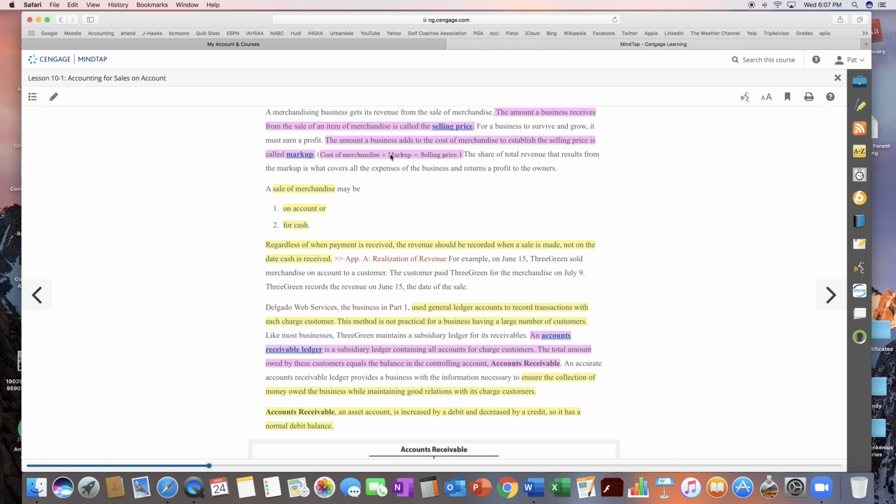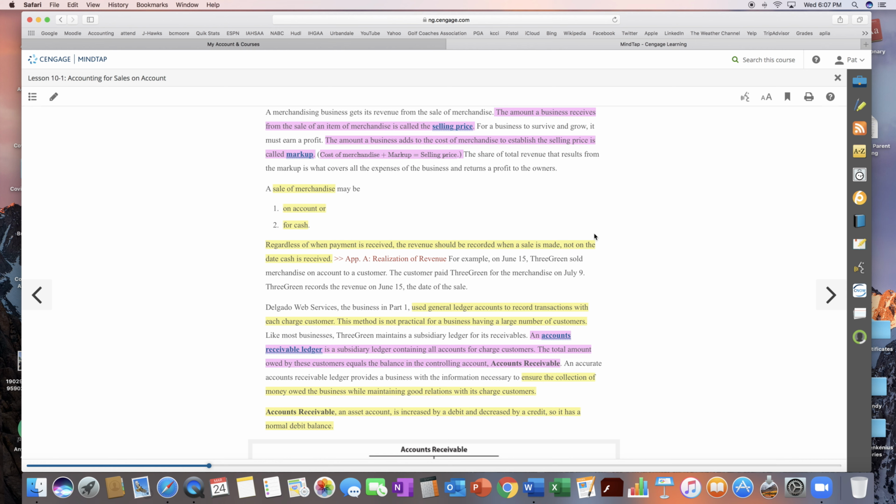Then we have to mark it up to make money, right? And that is the selling price, right? The idea behind business is obviously we want to make some money. We want to continue to have customers. We want to continue to be able to pay our bills, pay our employees. So we have to have this markup in cost so that we can pay for everything. So the selling price is what we're going to sell the item for. The markup is the amount we add to the cost that we originally purchased it for to get the selling price.